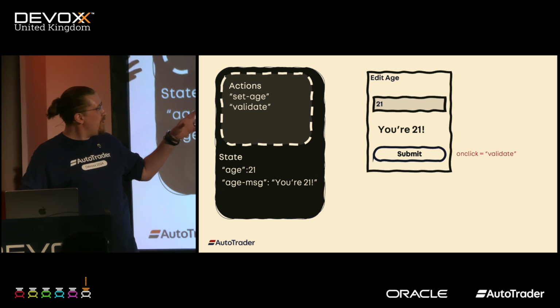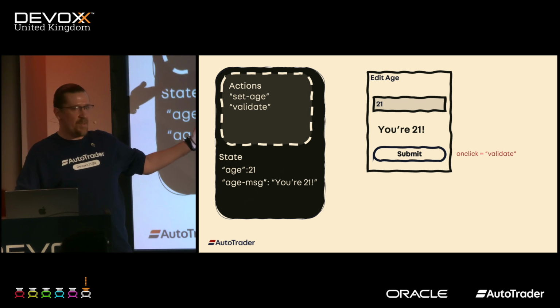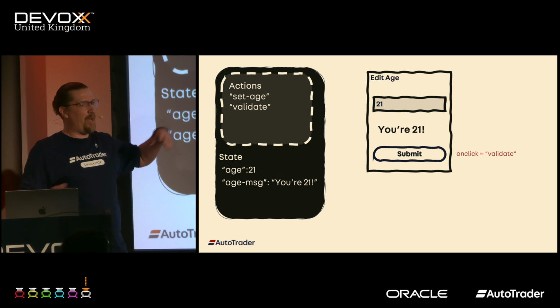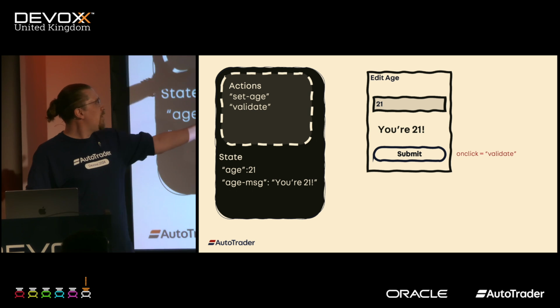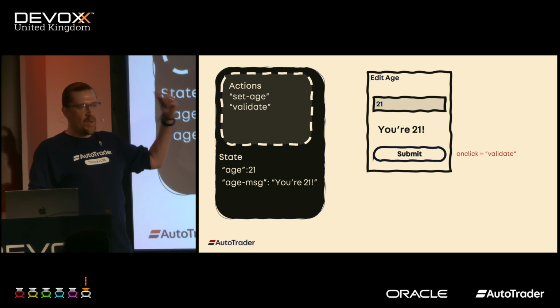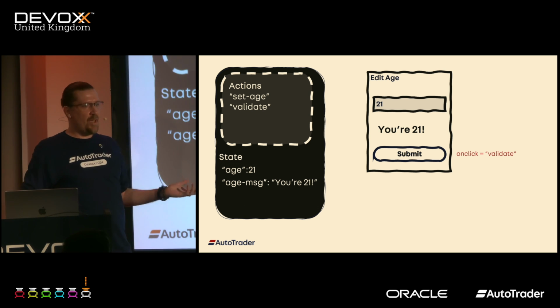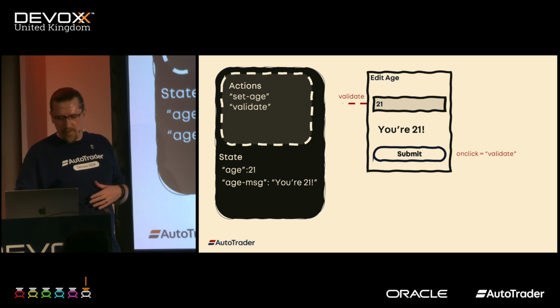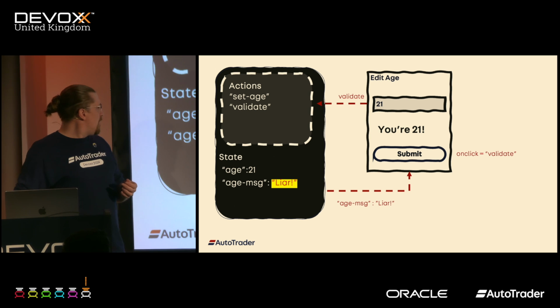Now, because it's just a string-based action, we don't just have to have it bound to one type of input. I mean, a submit button, we made those buttons in version 1. We can still bind the same actions to any of those buttons. So on click, it validates the age, and then updates.